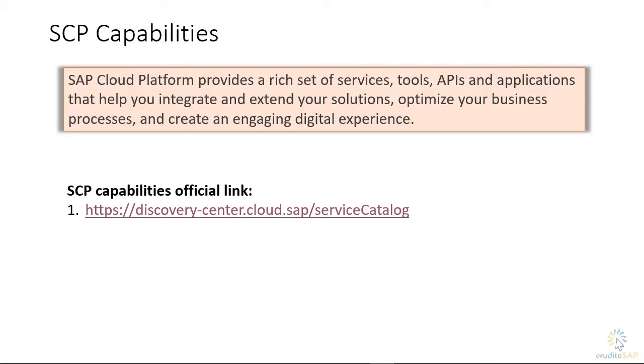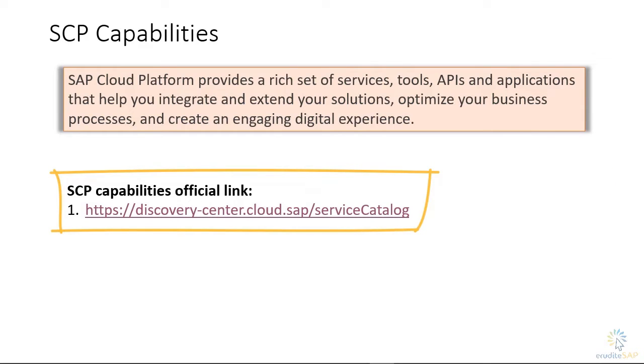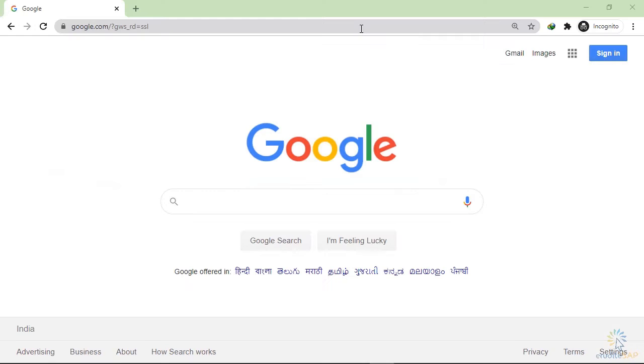SAP Cloud Platform provides many types of services, tools, APIs, and applications that help you to integrate and extend your solutions, optimize your business processes, and create an engaging digital experience. Let's go to SAP's official website and check what types of services SAP Cloud Platform is offering.